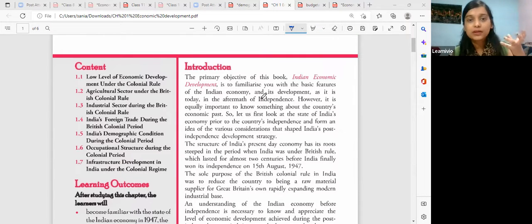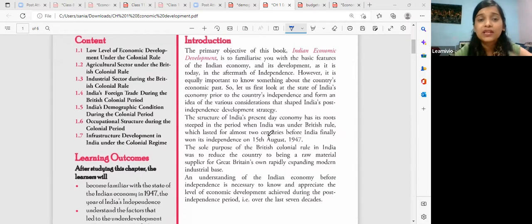Earlier there was a barter system, so this was a problem, but today all the exchanges take place in terms of money, so we were comparing. That's why knowing about the past is very important. So you have to study the structure of India's present economy and its roots. Roots are basically from where it started, right?